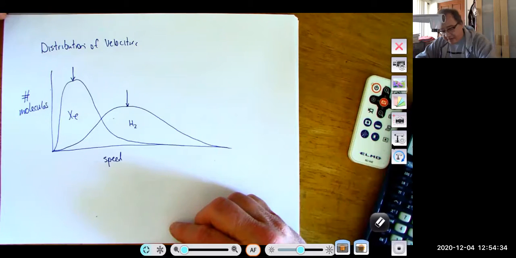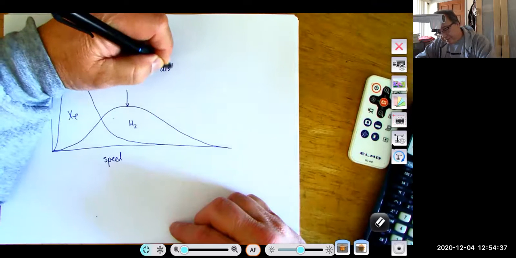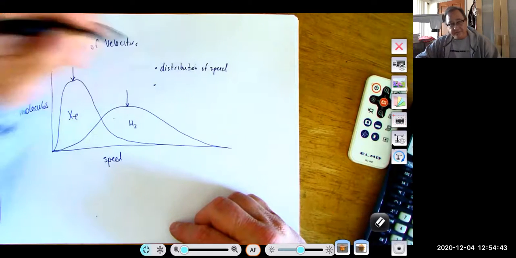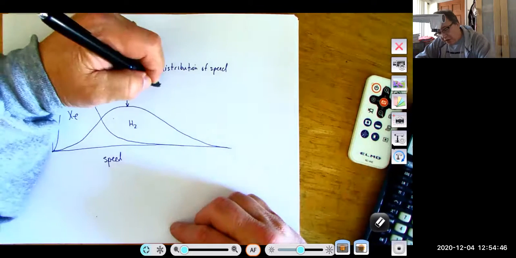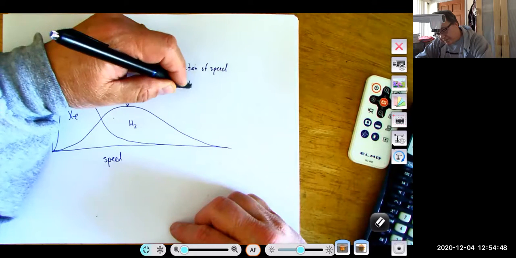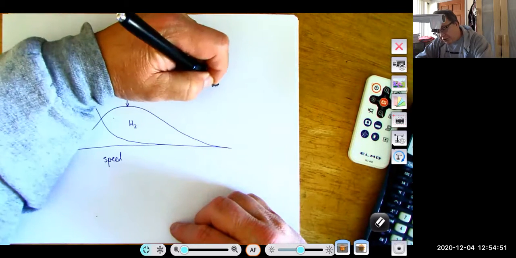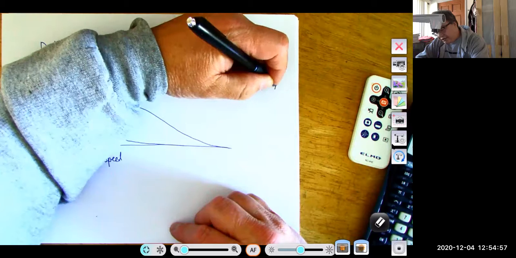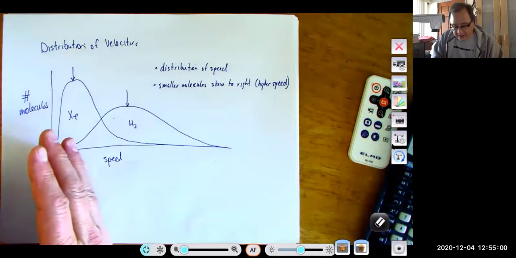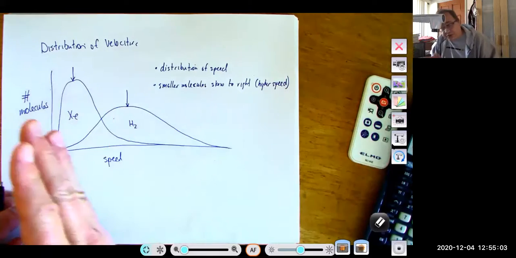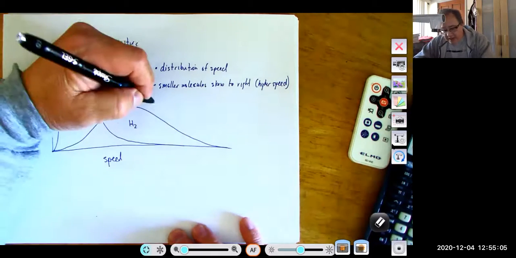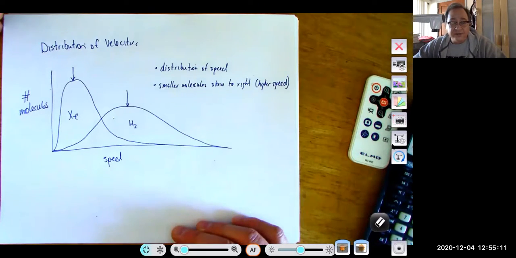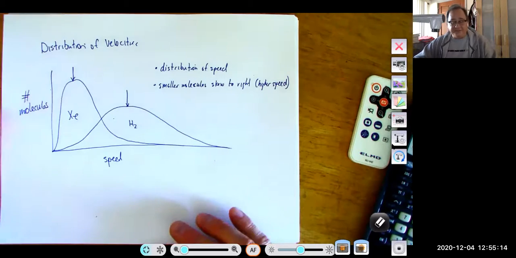So let's actually write that down. There's a distribution of speed. Smaller molecules skew to the right, higher speed. So do you understand what I mean when I say skew? The top of the mountain moves to the right. And naturally, if the smaller molecules skew to the right, what do the larger molecules do? They skew to the left.